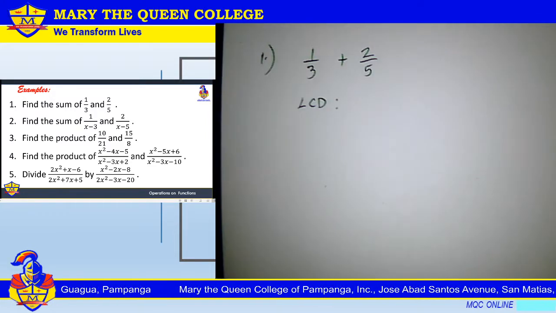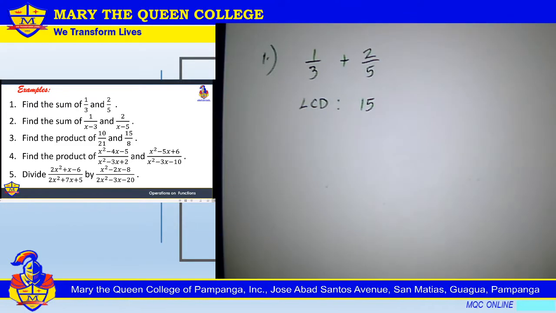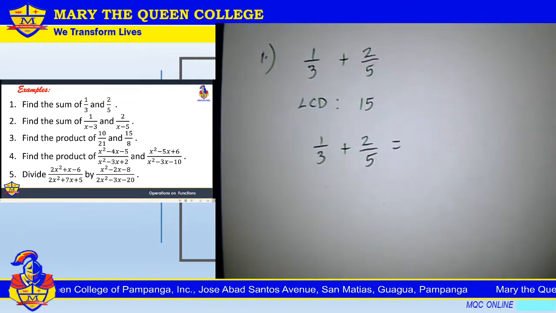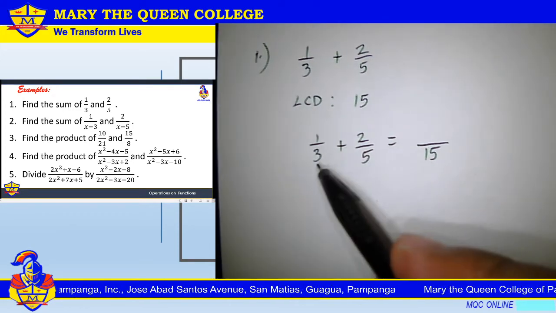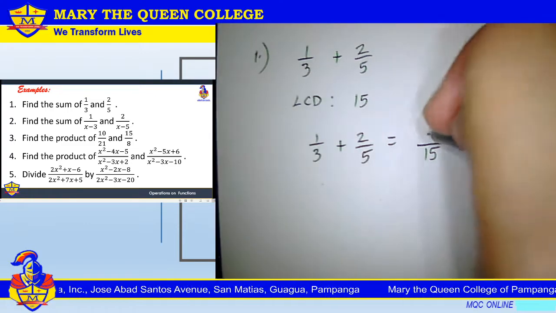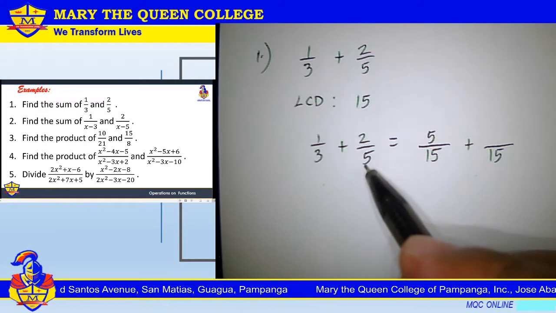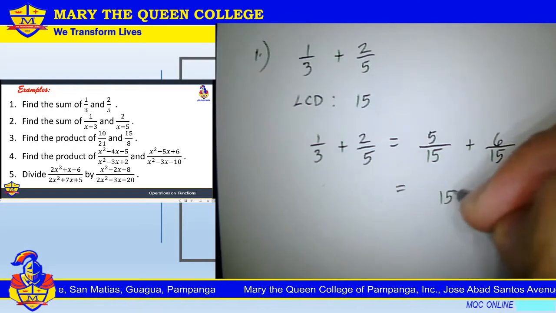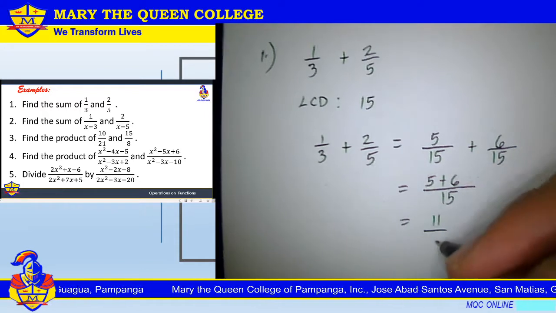What we will do now is first to identify the least common denominator. Based on our given, the LCD of 3 and 5 is 15. So to solve this, we have 1/3 plus 2/5 is equal to, so we have 15. 15 divided by 3 is 5, times 1, we have 5. Plus 15 divided by 5 is 3, times 2, we have 6. Then we can now combine them. We have 5 plus 6, so we have 11/15.